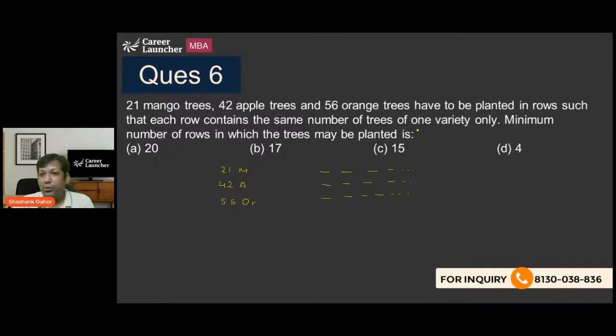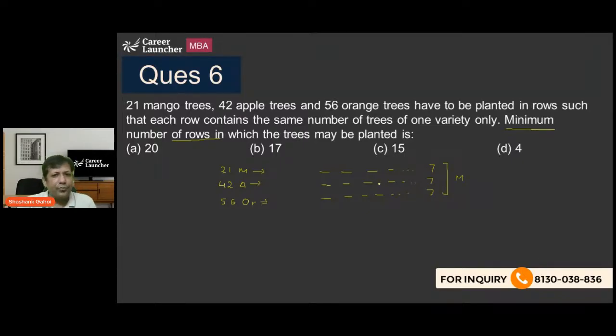Okay. Now question is saying minimum number of rows. So minimum number of rows means you need to plant maximum number of trees in the same row. Okay. And because every row has the same number of trees, it should be a factor of 21, a factor of 42, and a factor of 56. So which is the largest common factor of all three? 7. Means 7 trees in the first row, 7 trees in the second row, 7 trees in the third row. Mango is done.